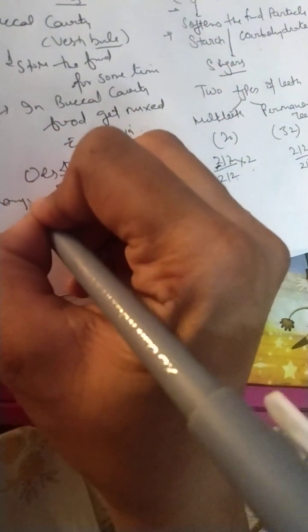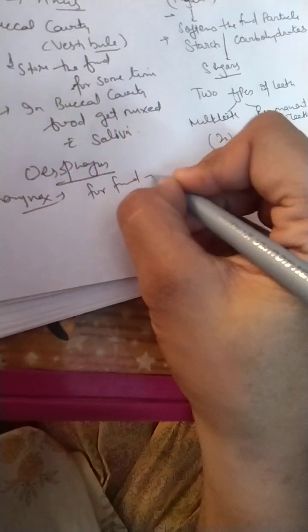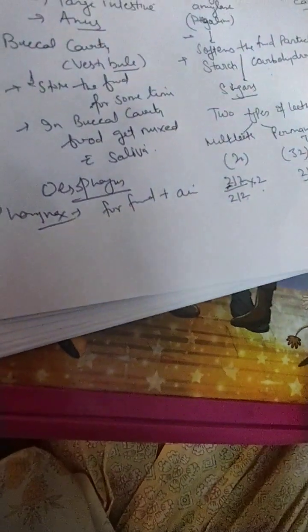Then finally it will pass through the pharynx and enter into the esophagus. Pharynx is that part which is common for food plus air. Next is the esophagus part.